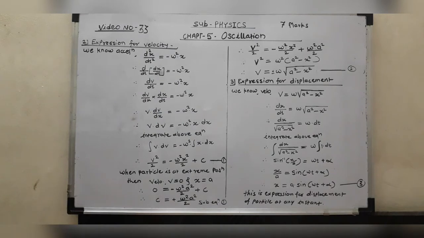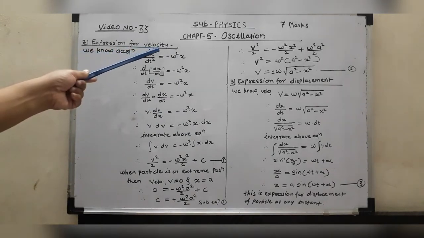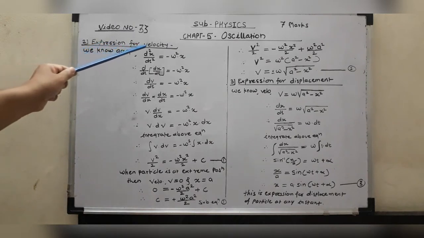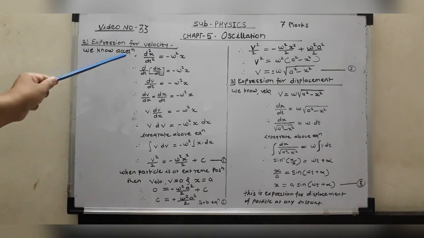To find the expression for velocity, you have to remember the expression for acceleration, and for that you have to remember the differential equation of linear SHM. It depends step by step. Therefore, to find the expression for velocity, we know that the acceleration of a particle performing SHM is given by d2x upon dt square is equal to minus omega square x.